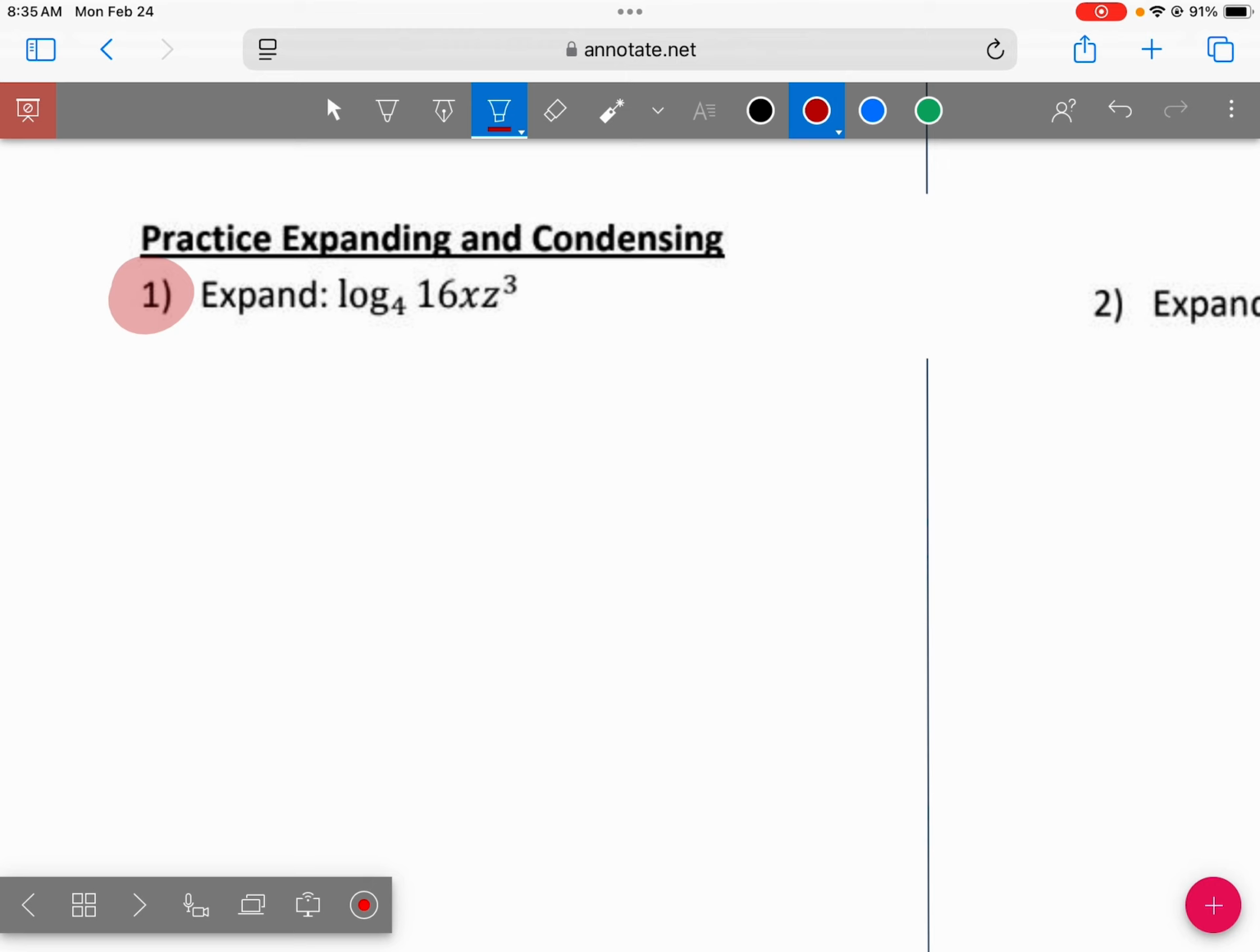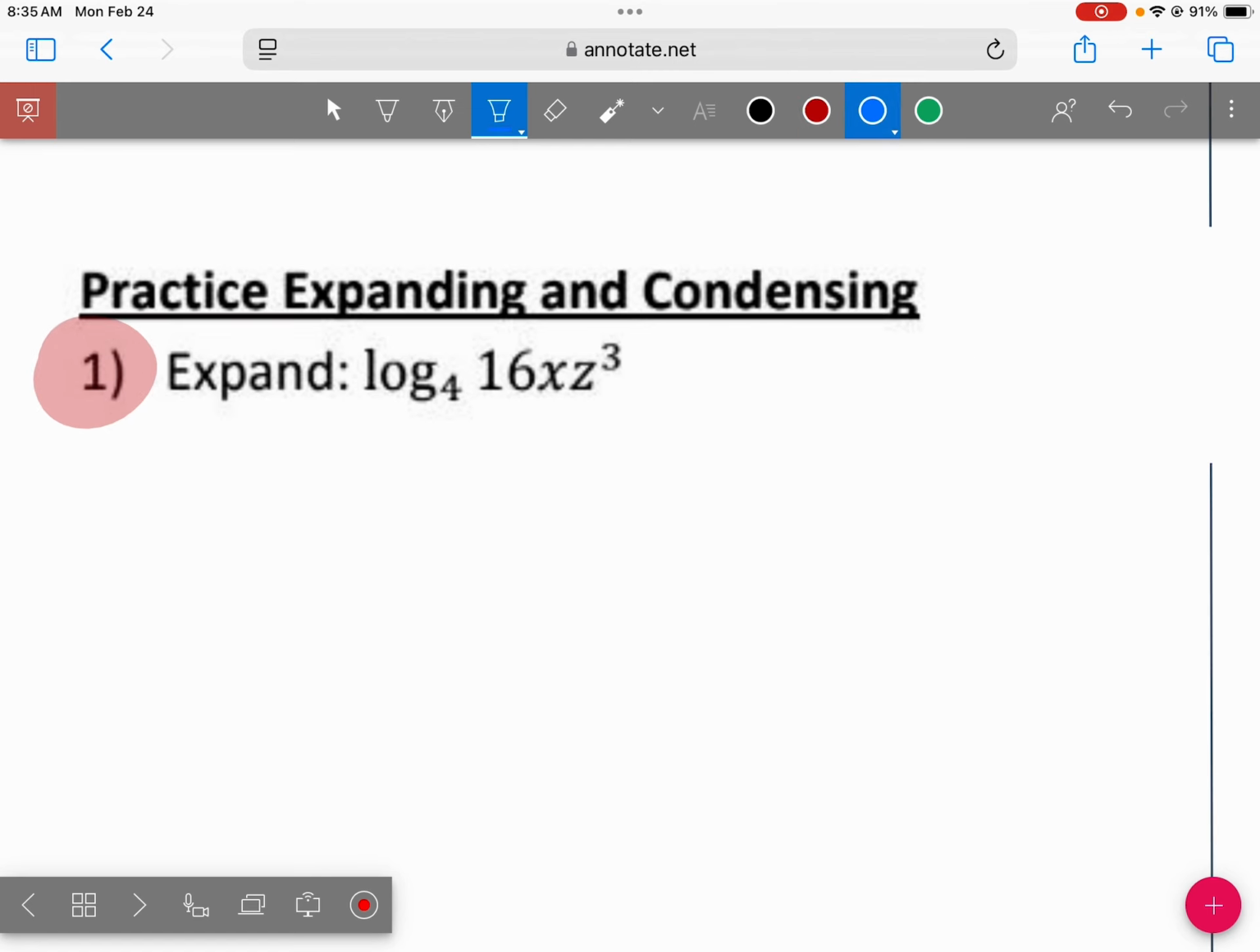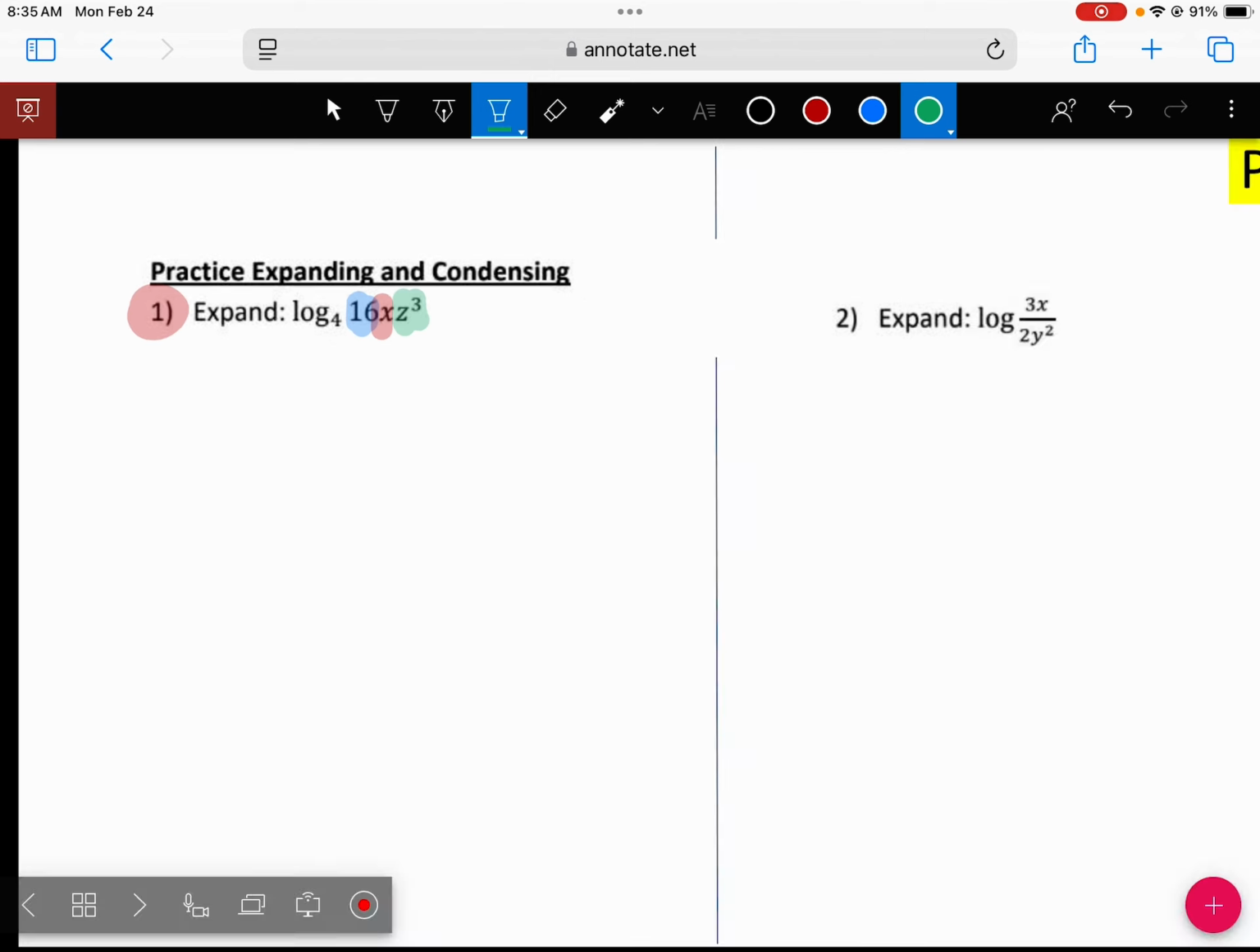Do you see any fractions in this question? No. So you shouldn't have any subtraction. When you're done, how many logs do you think you're going to have? Show me with your fingers. How many logs will you have when you're done? 3. Good job. The 16 is going to have a log. The x is going to have a log. And the z cubed is going to have a log. So we're at the very bottom of page 8. So take a minute, and I want you to try to work through that one. And then I'm going to come around and see what you all come up with.